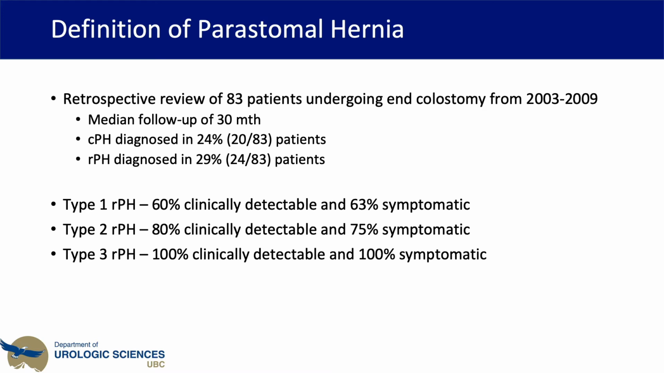When they broke up the different types of radiologic hernias, there was certainly high correlation, especially with the more severe types of radiologic hernias. So in every patient with a type 3 radiologic hernia, they were all clinically detectable and they were all symptomatic. Even with the less severe type 1 hernias, the majority of those patients were able to be detected clinically, and the majority of them were also symptomatic. It's worth noting too that, in this study, the radiologists interpreting were completely blinded to the clinical outcomes of the patients.